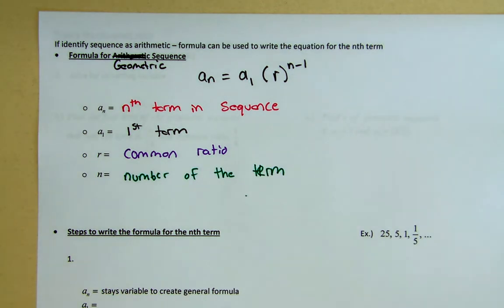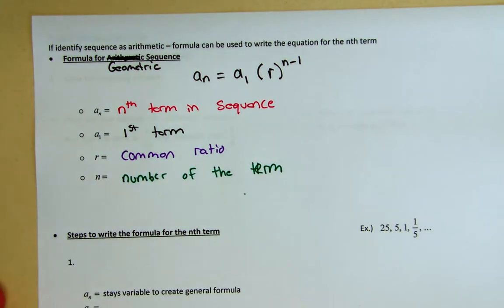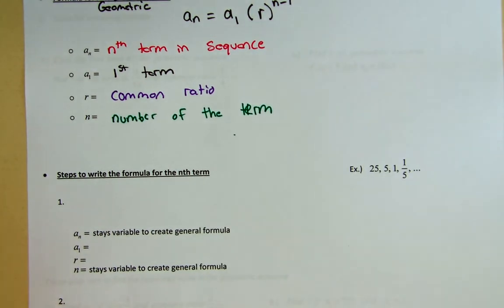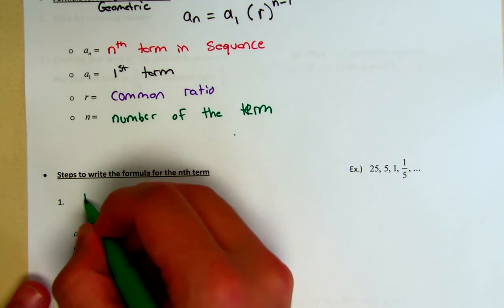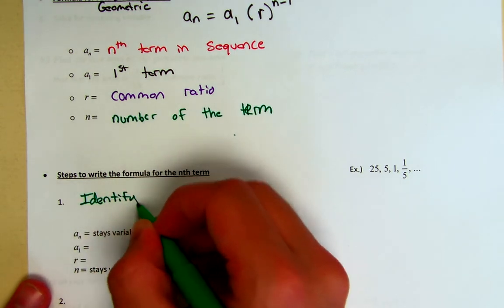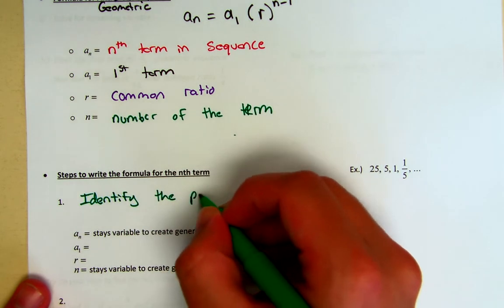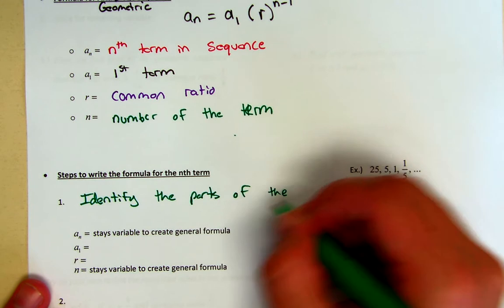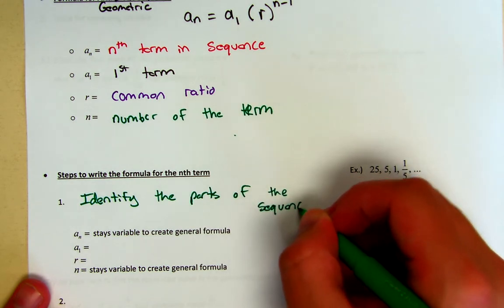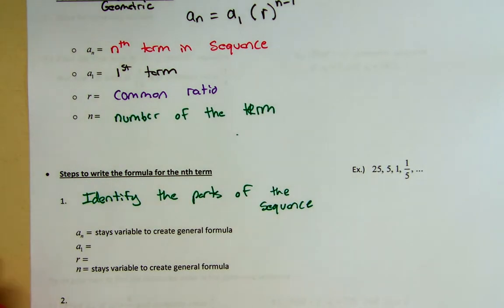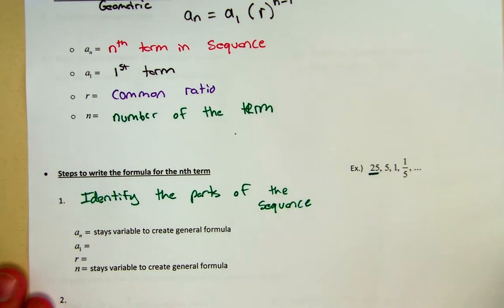Alright, so let's put this in the steps to writing one. You've seen some of these again. We're going to make the steps now. First thing is you want to identify the parts of the sequence. So an stays variable to create the formula. Whatever an is, it just stays. a1 is the first term in the sequence.